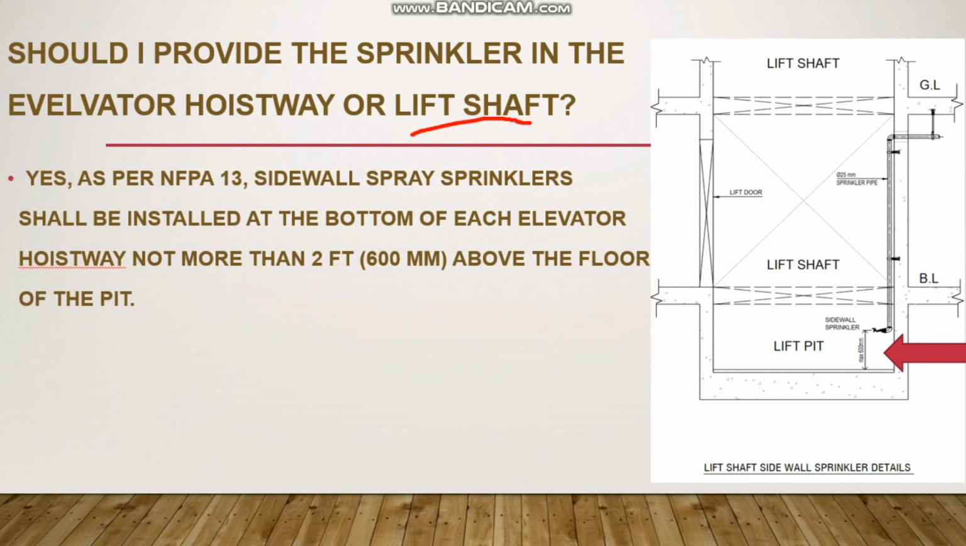As you see in this image, I have taken the sprinkler piping from the ceiling level down to the sprinkler shaft or lift shaft, and here I have given the sidewall sprinkler. As per NFPA, sidewall sprinklers shall be installed at the bottom of each elevator shaft, not more than 2 feet or 600 mm above the floor of the pit. So this is the lift pit, and from here, within a maximum of 600 mm, you have to provide the sidewall sprinkler for the protection.